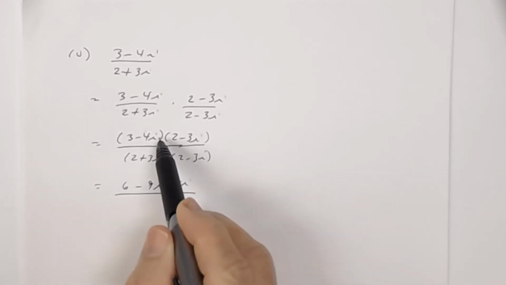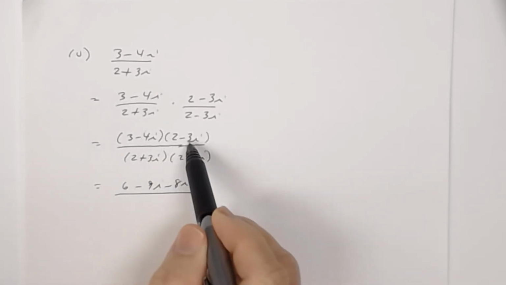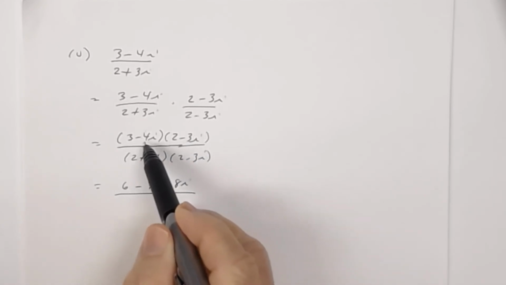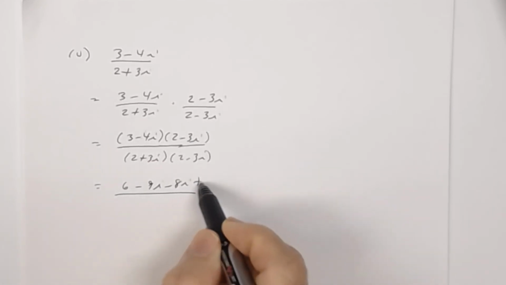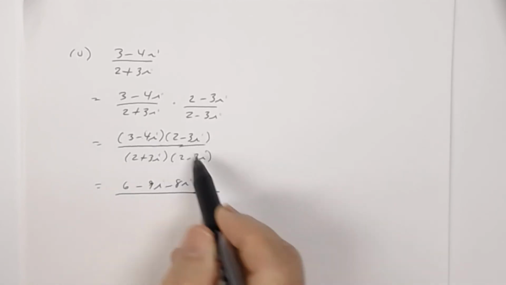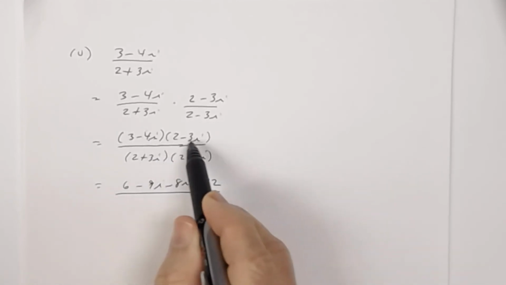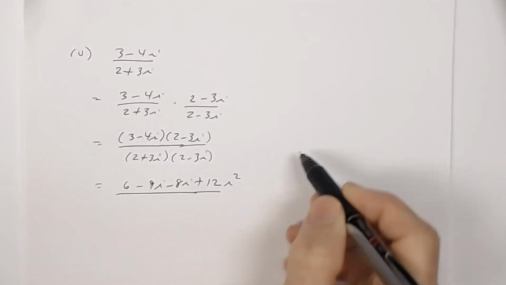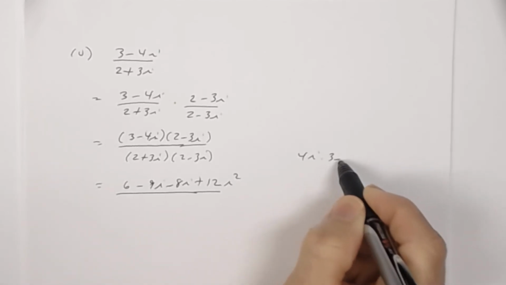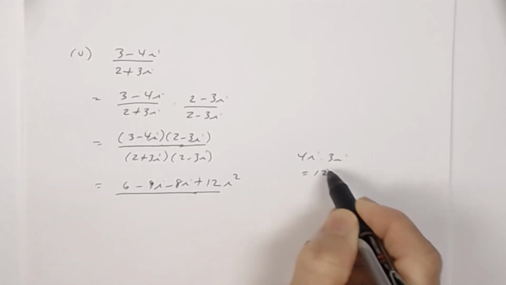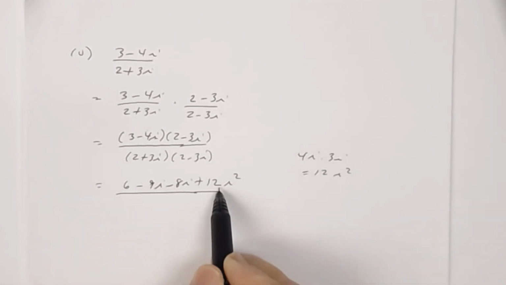And now again, always be careful of the last. A negative 4i times a negative 3i. So a negative times a negative is a positive. 4 times 3 is 12. i times i is i squared. So remember what you had was this, 4i times 3i. So 4 times 3 is 12. i times i is i squared. So that's what you see here.